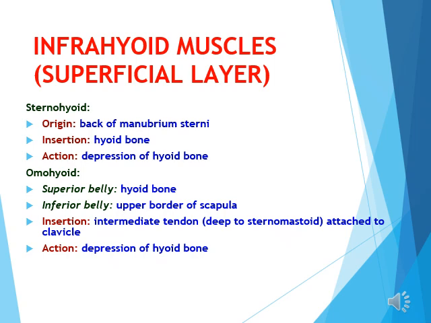Together, these muscles form a dynamic scaffold that supports the hyoid apparatus and modulates the position of the larynx during phonation and deglutition. Their superficial location also makes them key landmarks during anterior neck surgeries and tracheostomy procedures.